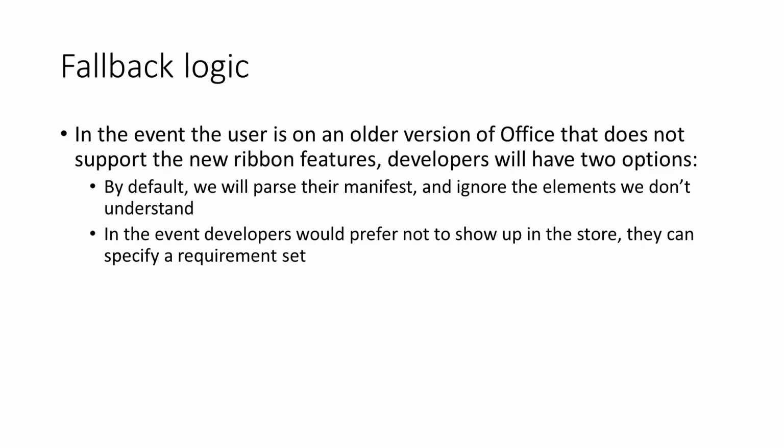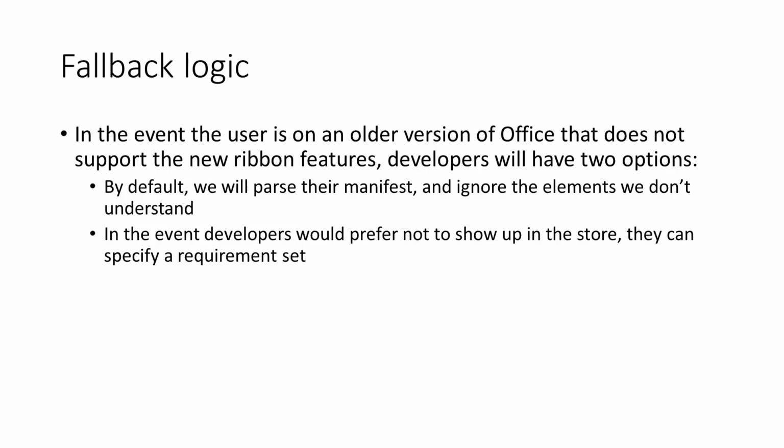And just quickly for fallback options. If the user is on a version of Office that doesn't support this feature, we will ignore the elements. So we will just parse the parts of the ribbon that we understand for that version. And you can also opt out of this by specifying the requirement set, in which case your add-in will not show up for that version of Office.